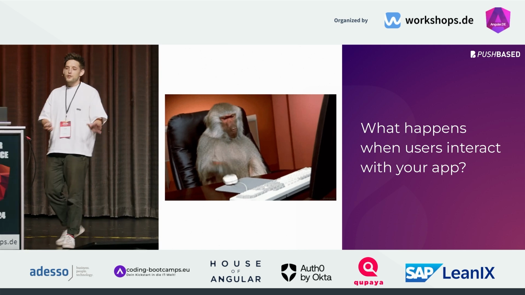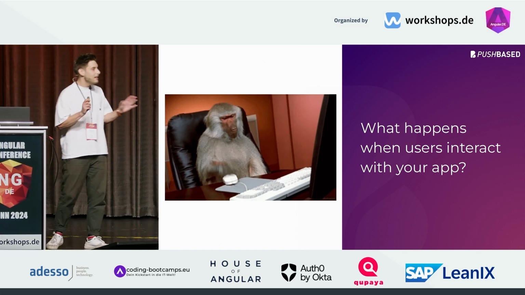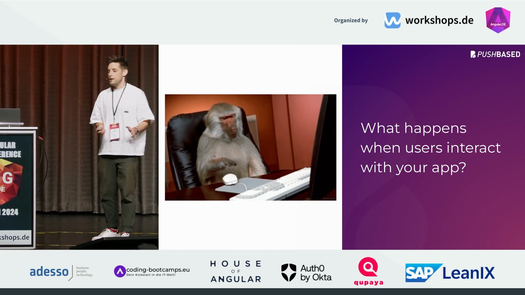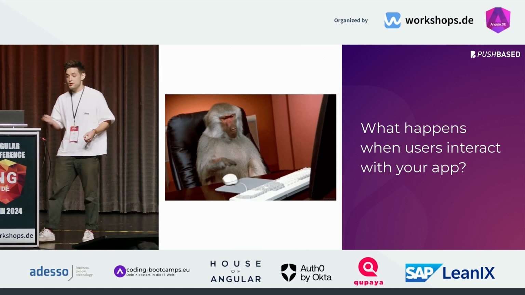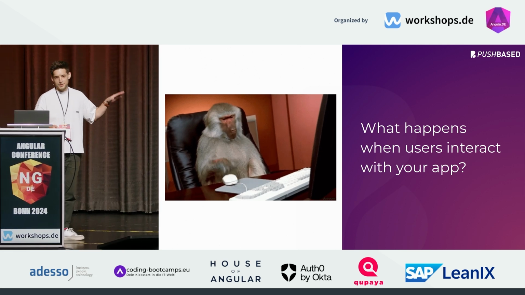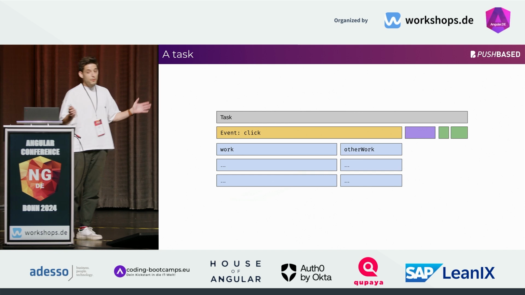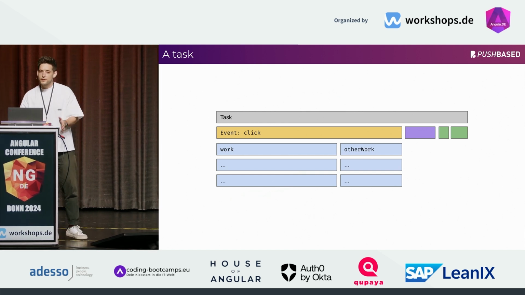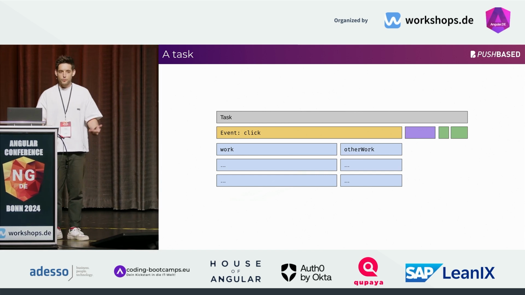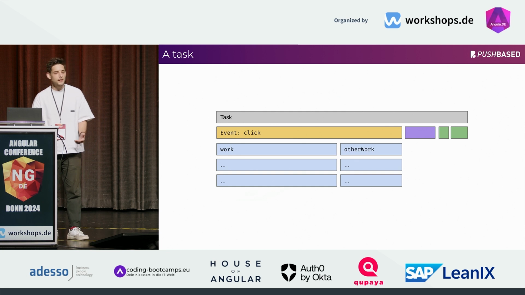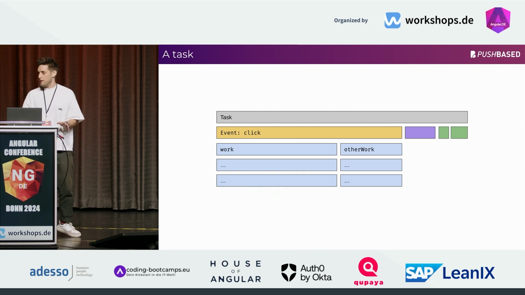Do you know what actually happens when any user interacts with your web page? This is the user interacting with your web page. He's clicking. We see it's clicking. And the browser will then create a task to actually run whatever you wanted to run on that click event. So let's break those tasks a little bit down.